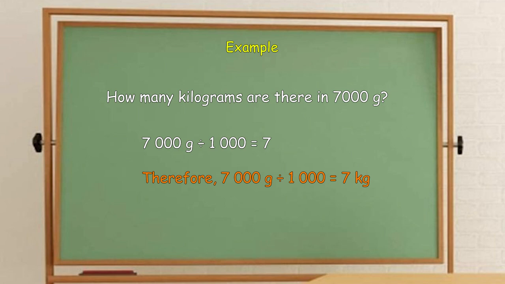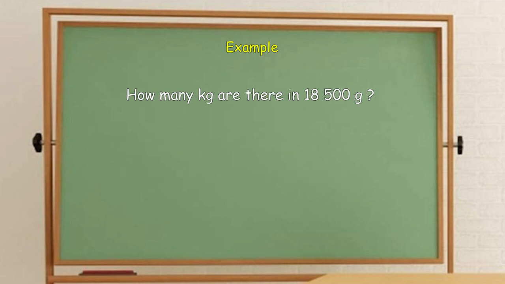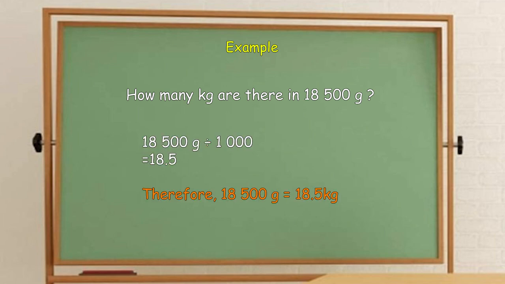Let's work another example. How many kilograms are there in 18,500 grams? To do this, we simply divide 18,500 by 1,000. We'll arrive at an answer of 18.5. Therefore, 18,500 grams is the same as or equal to 18.5 kilograms.